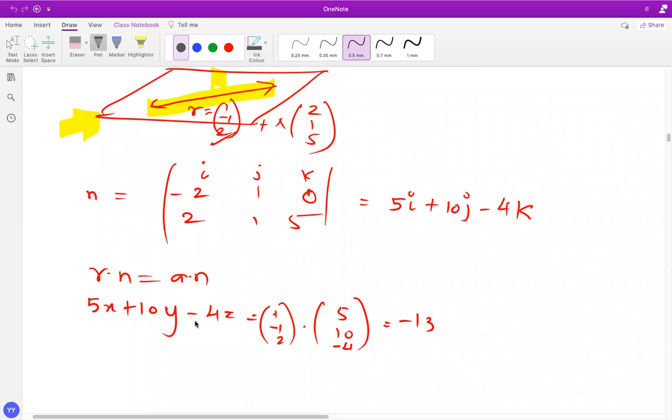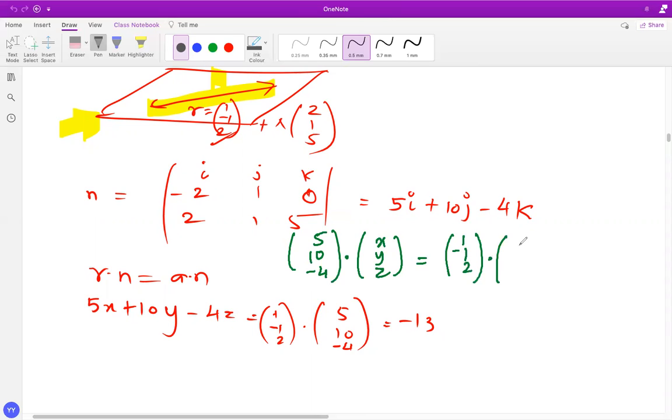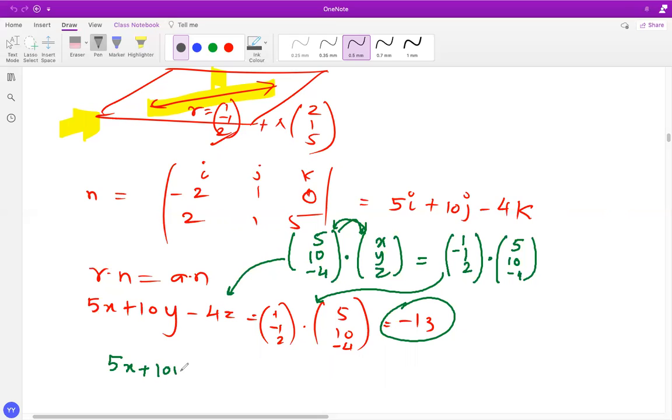So I take r dot n. When I do r dot n, I get (5, 10, -4) dot product with (x, y, z) equals a dot n. That's a, (1, -1, 2), dot product with (5, 10, -4). The order doesn't matter, whether I keep this here or this here, as far as the dot product. Now, when you simplify this, the left-hand side is this, and the right-hand side is here. So this is your equation of the plane: 5x plus 10y minus 4z equals -30. That's the equation of the plane.